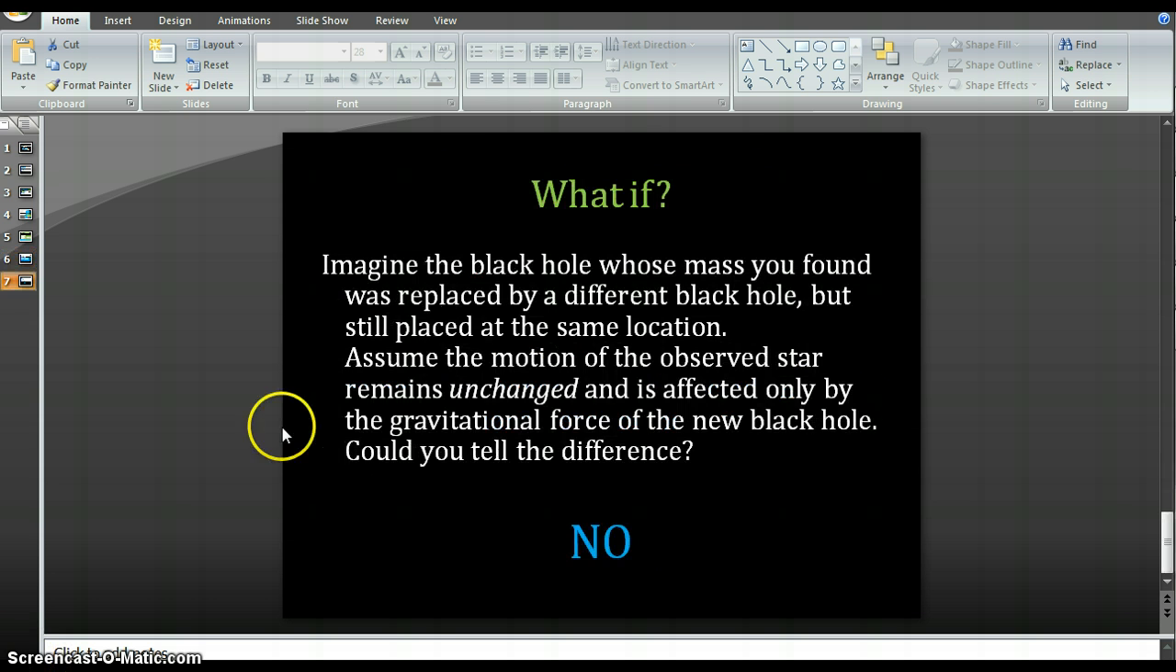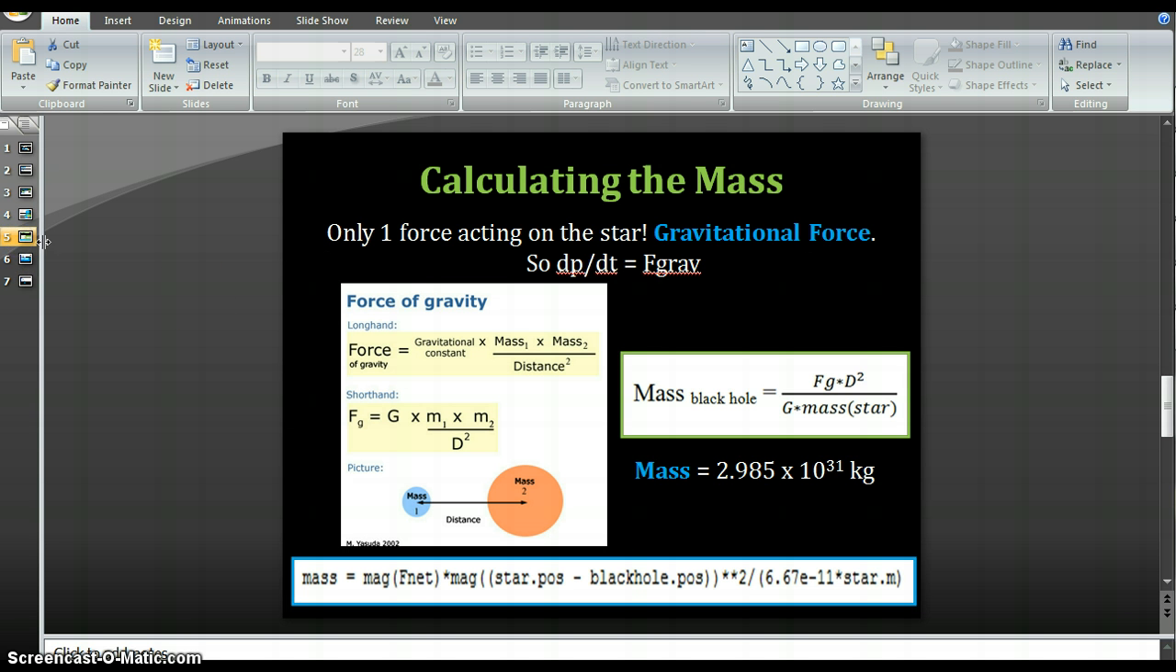And then the what if question just asked if we were to put in a new black hole but nothing else changed. So the star just moved in the same direction, in the same orbit as it did, all the positions were the same. Could we tell a difference? And I said no. And that's because if you look at the equation that I used to calculate the mass, nothing in the actual equation changed. So that doesn't really affect too much the change in the mass, because your force is still the same, the dp/dt is still the same, the distance between the star and the black hole is still the same, the G is always constant, and the mass of the star is still the same. So there wouldn't be much of a difference in the mass.